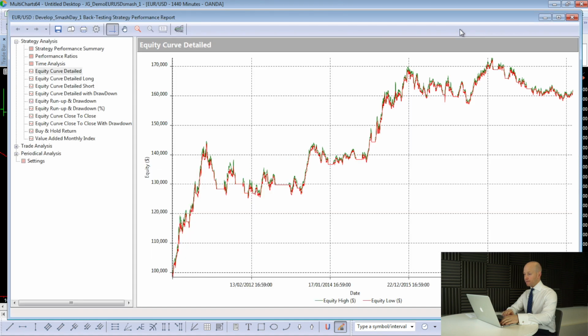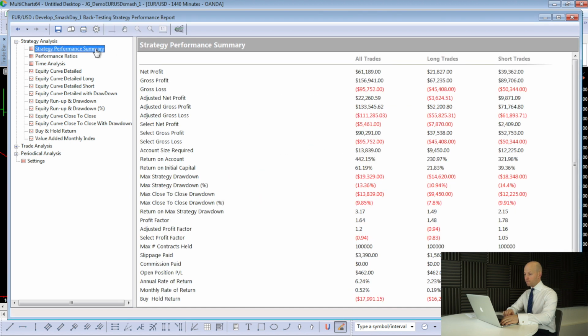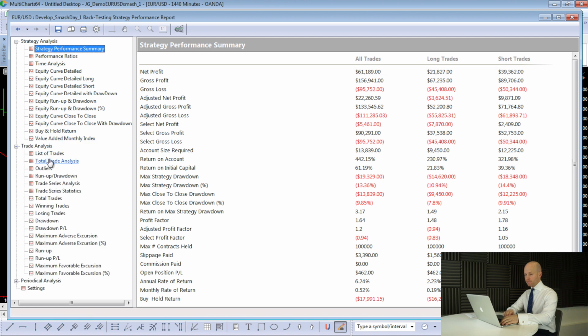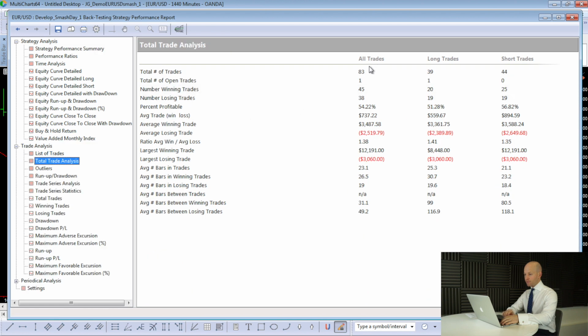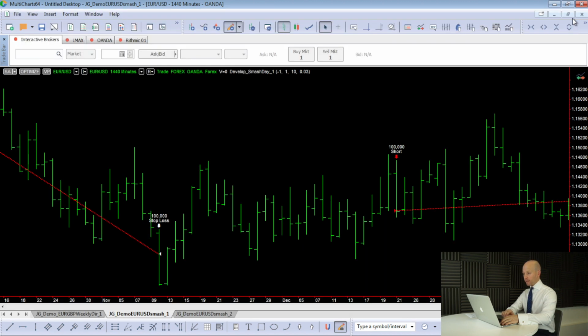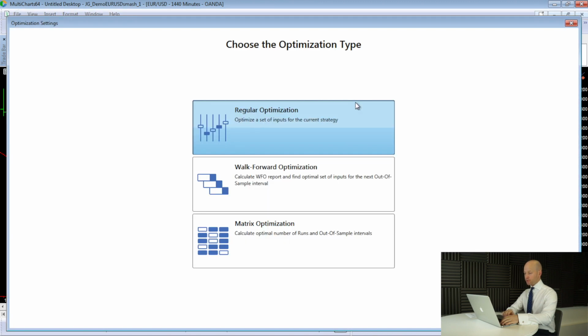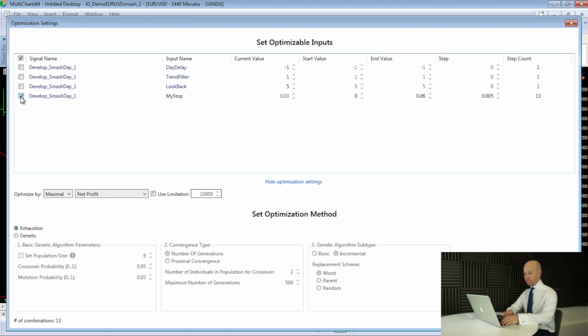There's the equity curve, which is looking a lot nicer now. We're making more money at 61,000. Slightly less trades because they're filtered. A very good average trade. Percent profitable, 54%. But maybe 10 isn't the best look back bars. So let's run an optimization on the best look back.